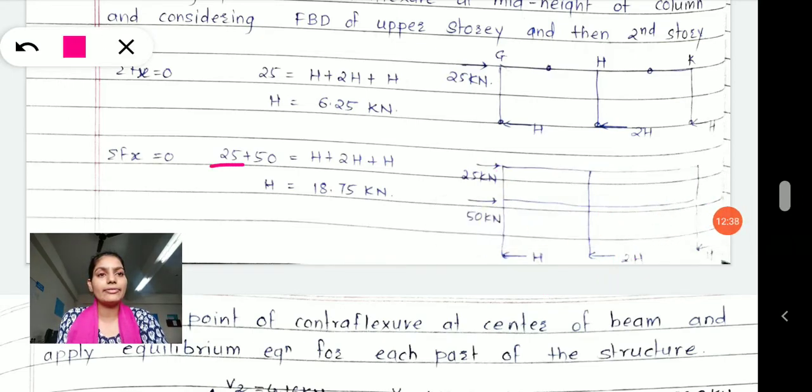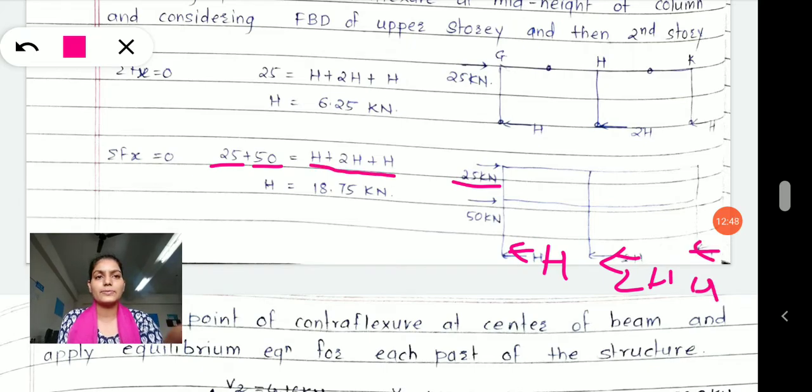My 25 plus 50 will be equal to how much? H plus twice of H plus H. So it will be H plus twice of H plus H, giving me the answer that H, or horizontal force, will be equal to 18.75.